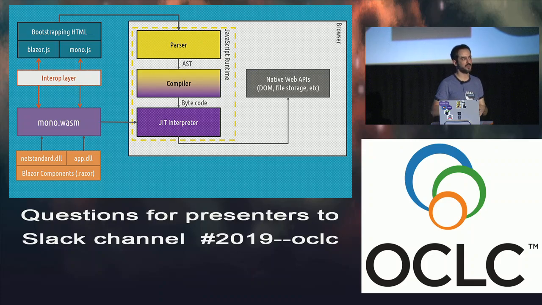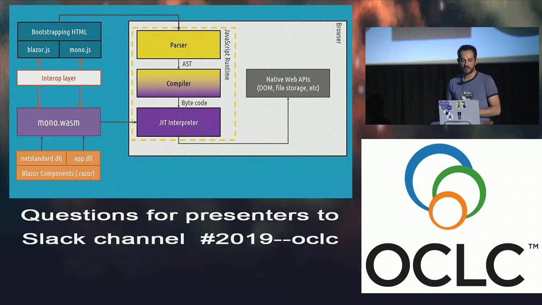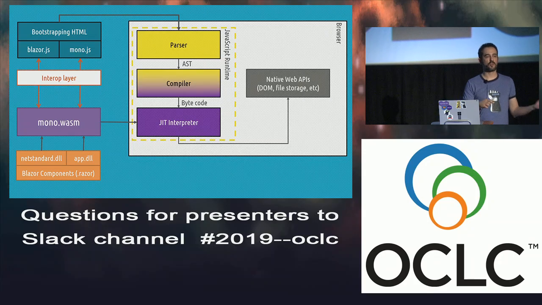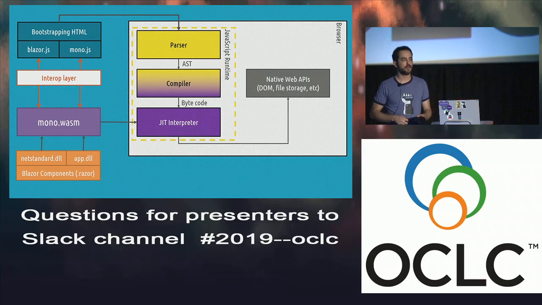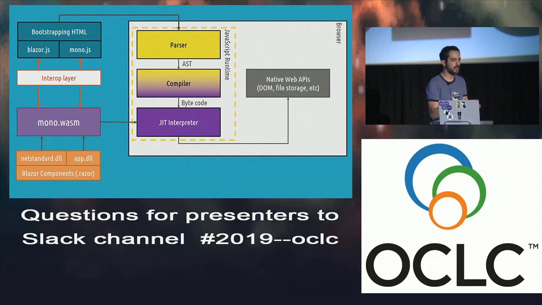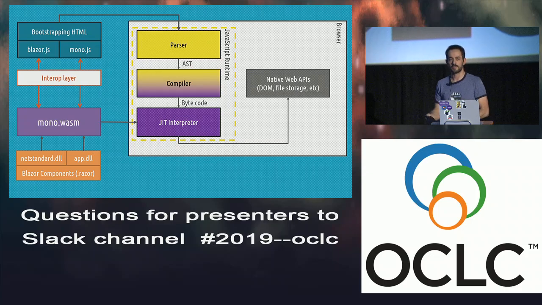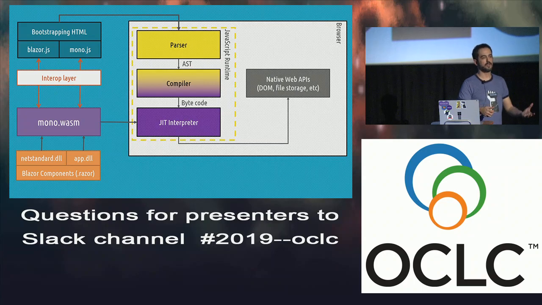So if we look at that same block diagram like we had before, we have our normal HTML, and that's going to bootstrap our application, just like an Angular or a React app would. But instead of just calling a JavaScript bootstrapper, we're also going to load in mono.wasm. So what is mono.wasm? Well, mono.wasm is the mono runtime for WebAssembly. So mono is a .NET runtime that you can run pretty much any .NET code in.